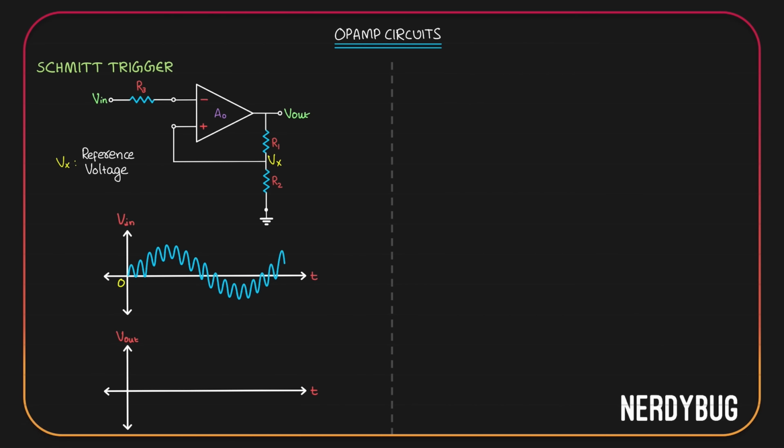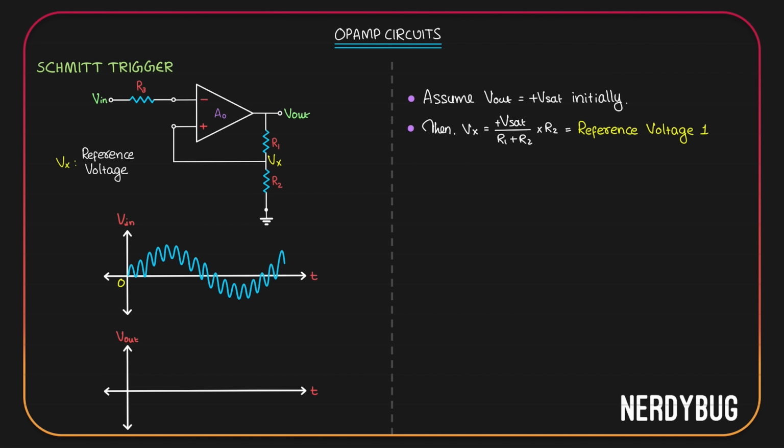Assume that initially output of the comparator is plus Vsat. Then Vx will be plus Vsat divided by R1 plus R2 multiplied by R2. Let's call it reference voltage 1. Let me call it Vx1 and mark it on the graph like this. Output is plus Vsat now. That means the next time output switches is when input becomes greater than the reference voltage, which is Vx1. When input crosses the reference voltage, output will switch from plus Vsat to negative Vsat, and that happens at this point. Let us show the output till then.